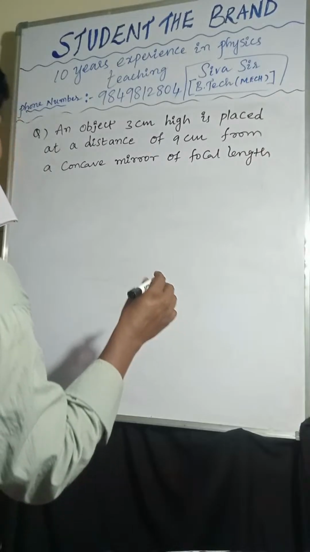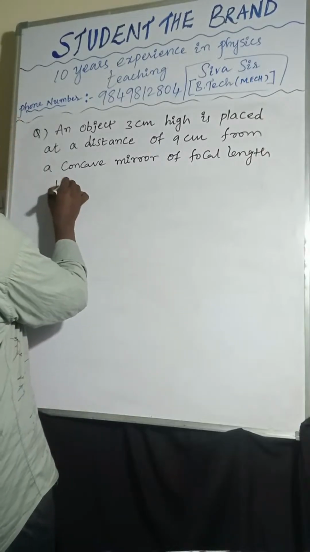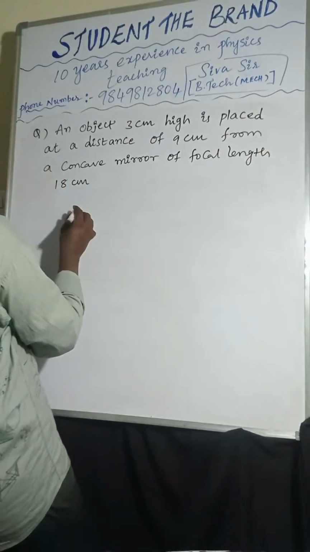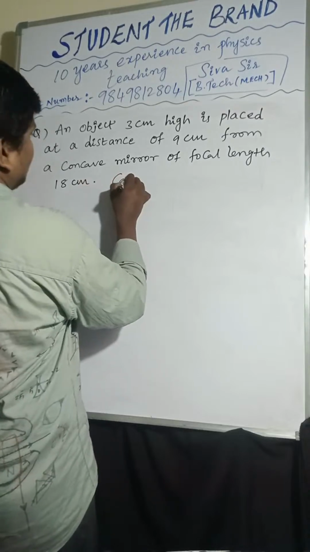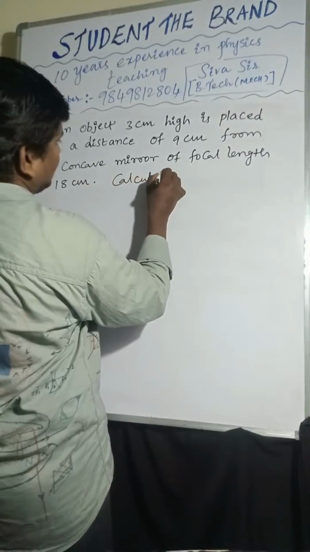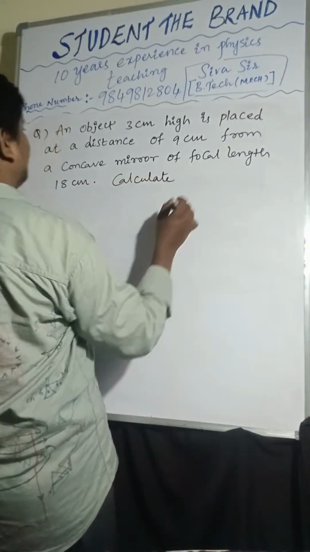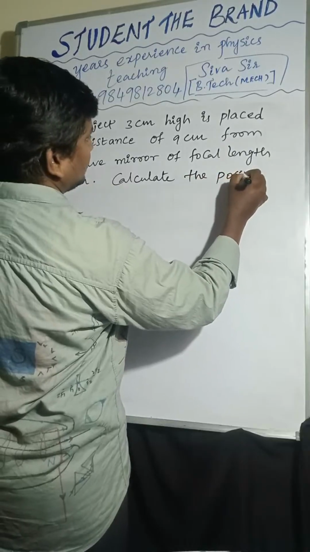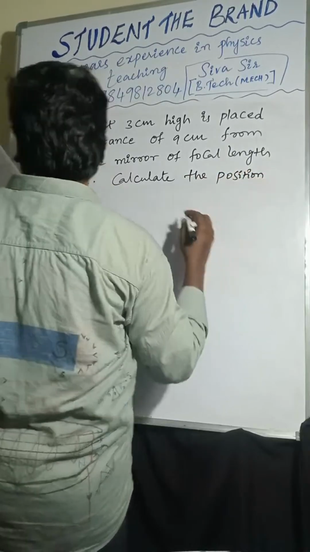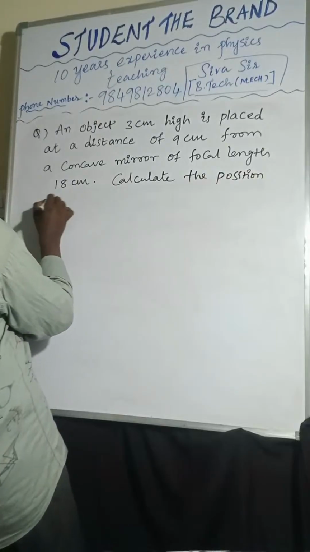So focal length is 18 centimeter. Then calculate the position of the image.